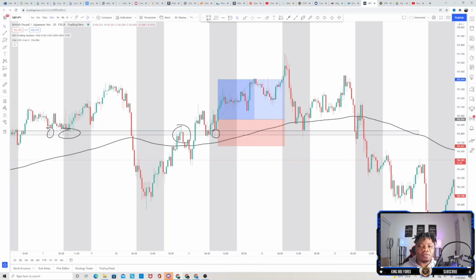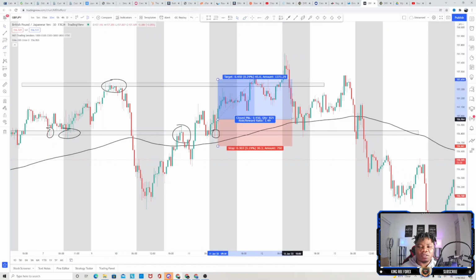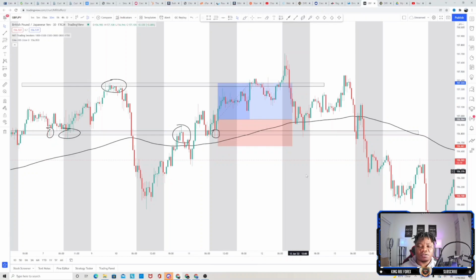Now for my take profit, we're always trading from zone to zone. I say this every time. So I'll have my take profit right here at the previous high, previous resistance. Let's see how many pips this is. We're looking at 41 pips, stop loss 30 pips, risk reward ratio 1 to 3, and as you guys can see, this trade was actually a winner. We got our take profit smashed.